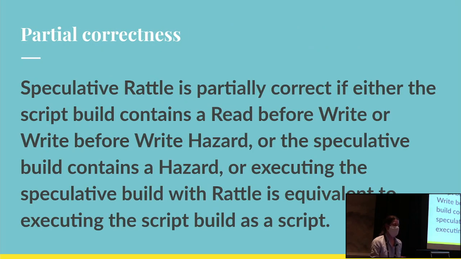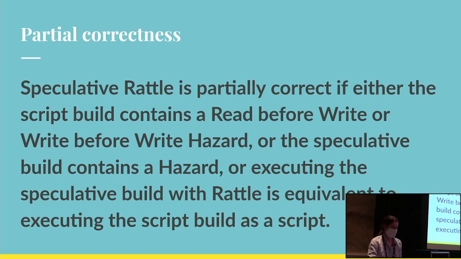And so we have a weakened correctness definition, which we did prove, which says that speculative Rattle is partially correct if either the script build contains a read before write or write before write hazard, or the speculative build contains a hazard, or executing the speculative build with Rattle is equivalent to executing the script build as a script. And this is just the previous definition, except we've added this extra clause that it's partially correct if speculation leads to a hazard.